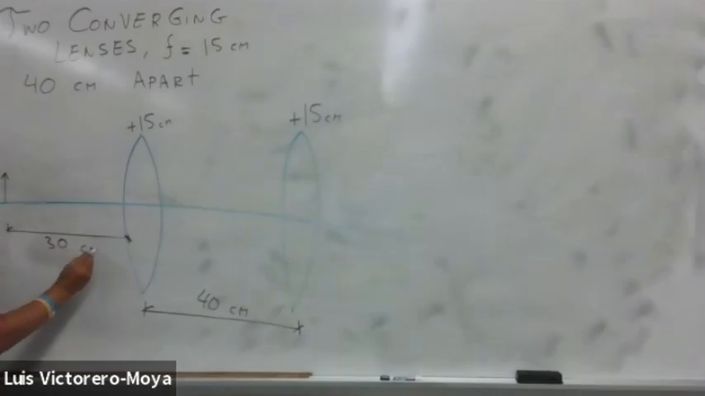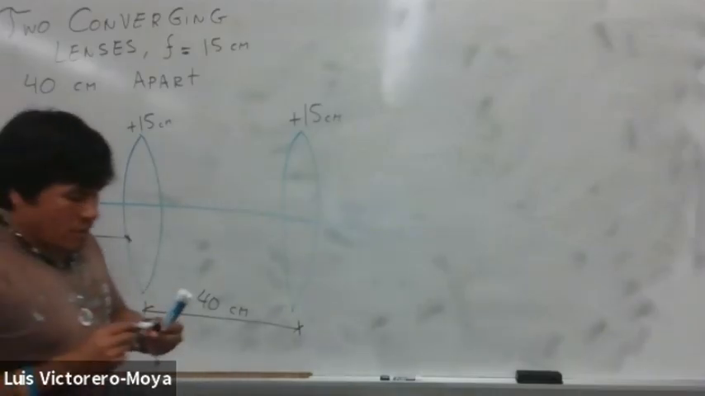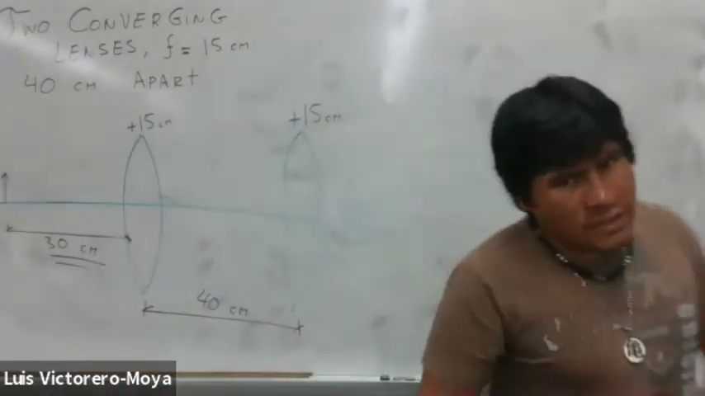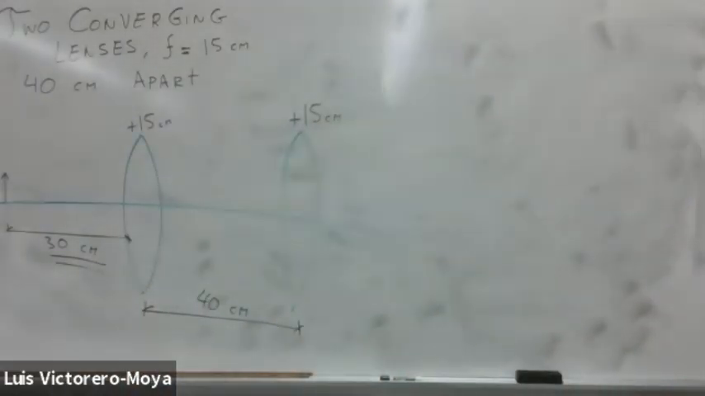This is the type of problem you can get in the exam, by the way. It's an easy problem. We did one like this yesterday. And on top of that, I might even ask you to draw the whole ray diagram. So we're going to find the location of the image, the magnification, and we're going to characterize the image, okay?